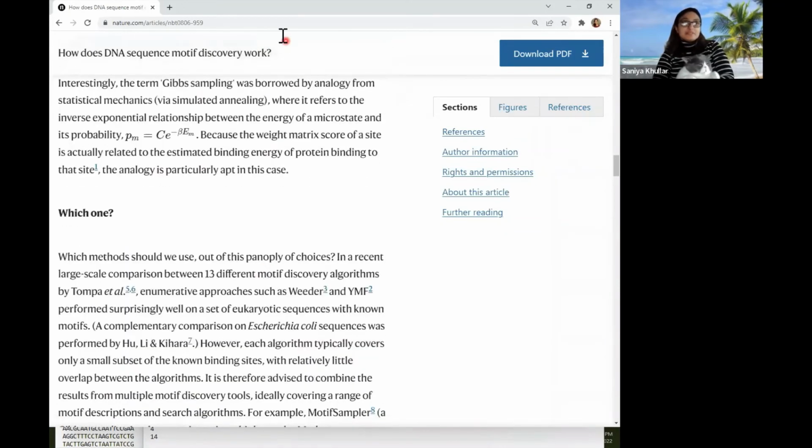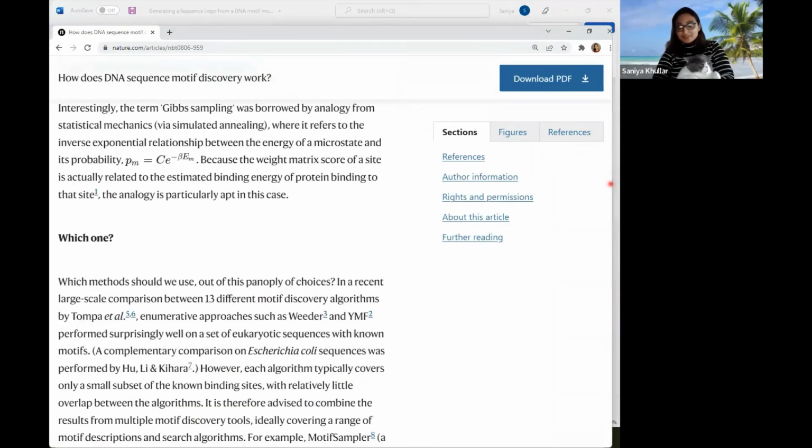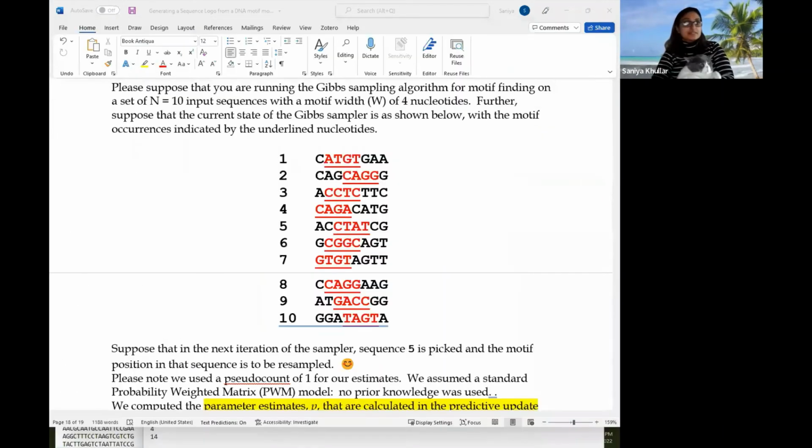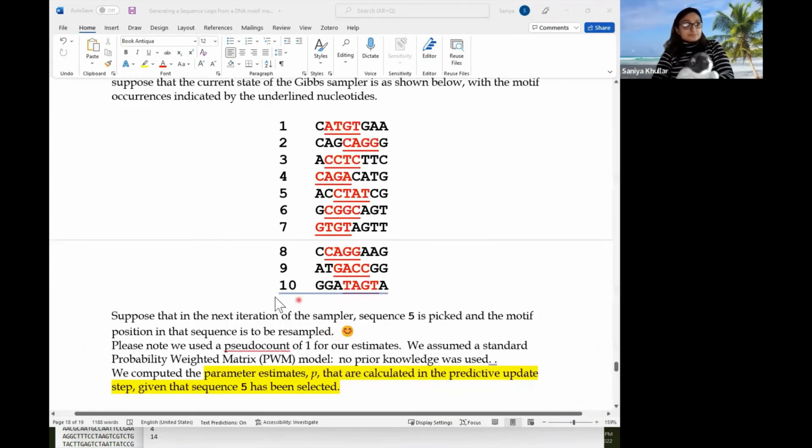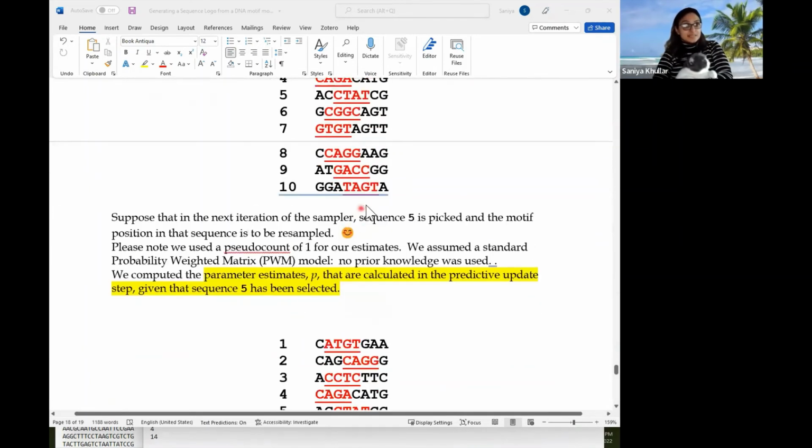And there are various things as well that we discuss in other videos, but I just want you to see that these are different ways of estimating motif models from a set of DNA sequences, with a certain motif width. So right now, if we had to freeze it, we're in this next iteration of the Gibbs sampler, we're picking out sequence 5 and the motif position in sequence 5 will be resampled.